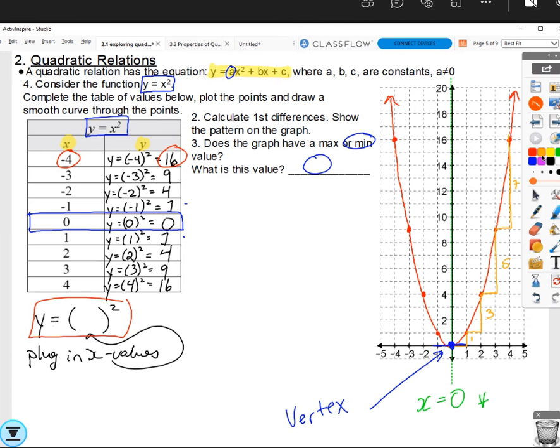Lastly, there was this pattern that occurred. Every time we went over 1, we go up 1, over 1 up 3, over 1 up 5, over 1 up 7. And the pattern here is that every time we go over 1, whether it's left or right from the vertex, we go up by the odd numbers, right? Over 1 up 1, and from this point, over 1 up 3, from this point, over 1 up 5. And that's not a coincidence. That is called the step pattern, and it's lovely. It is so, so good.